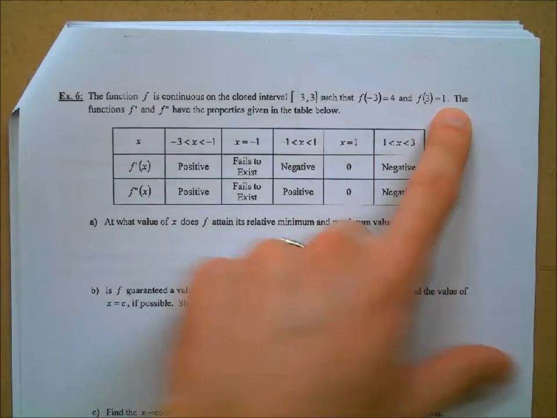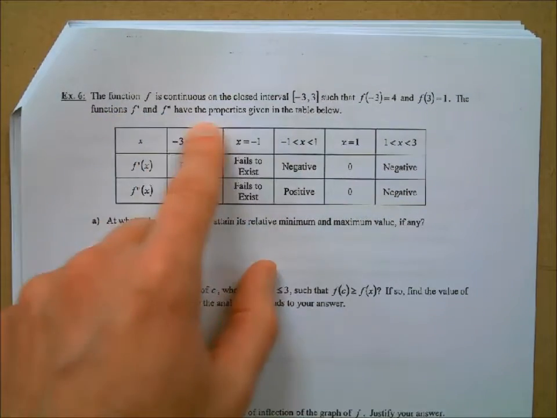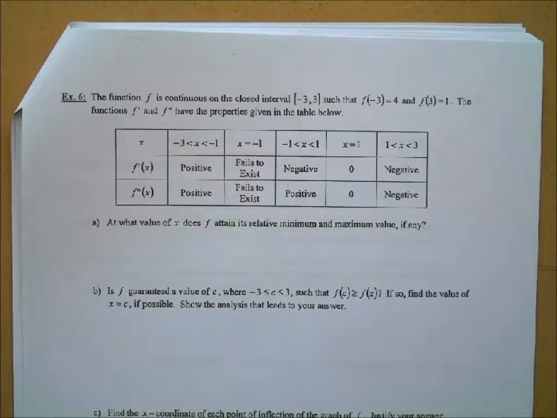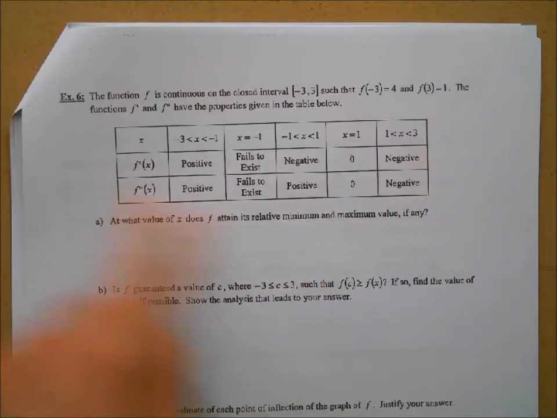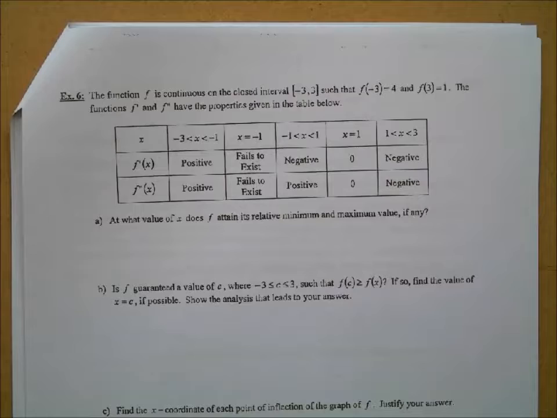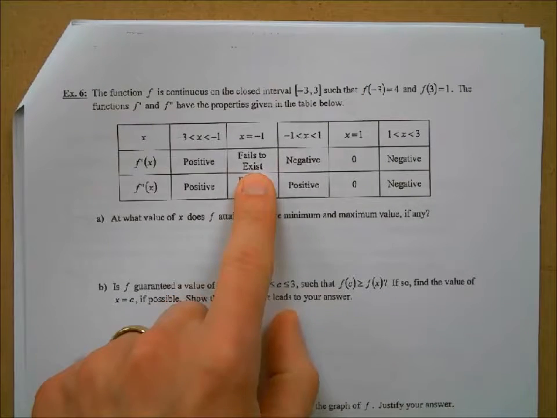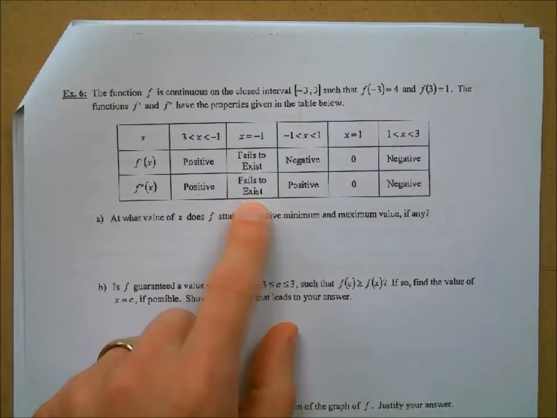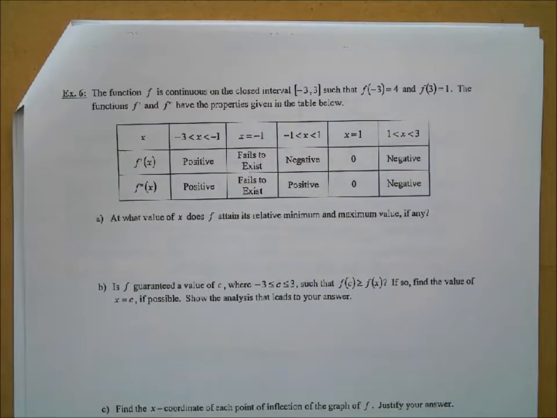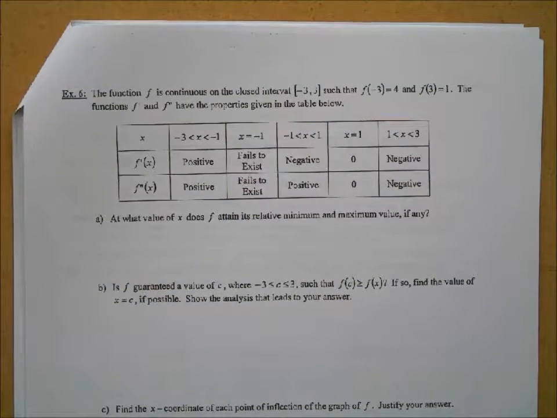All right, the function f prime and f double prime have the properties given in the table below. Okay, in fact, if we look at our table here, is f prime differentiable on the interval from -3 to 3? No, because it fails to exist at -1. Same thing with the second derivative. It fails to exist at -1 as well. And so, though they're not differentiable for the entire interval, right?